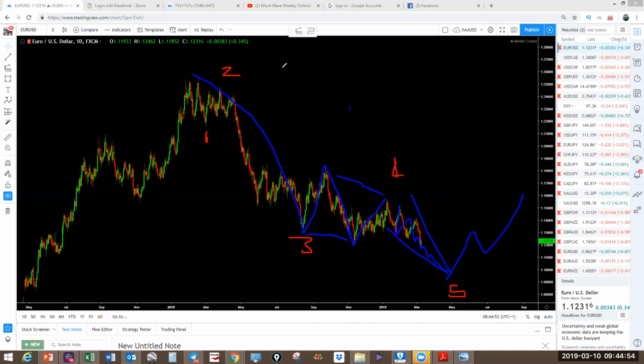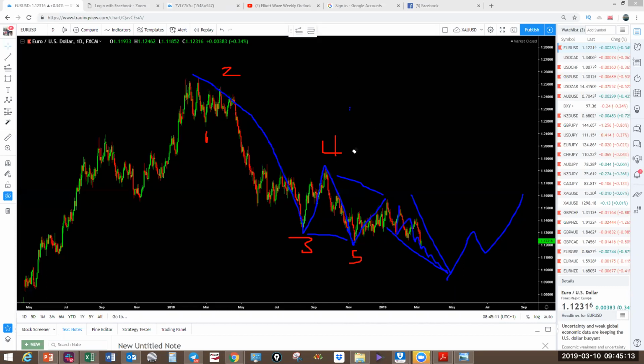Second alternative, let me show you. I'm going to adjust from here. Let's say this is not a wave 5. This is not a wave 4. Our wave 4 is still here. 3, 4, and a 5, where we've had it previously.